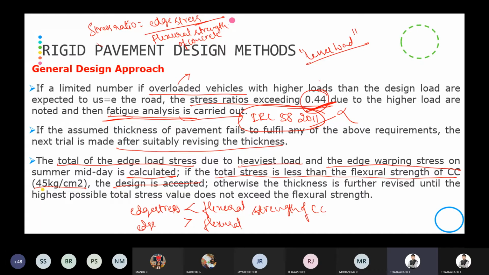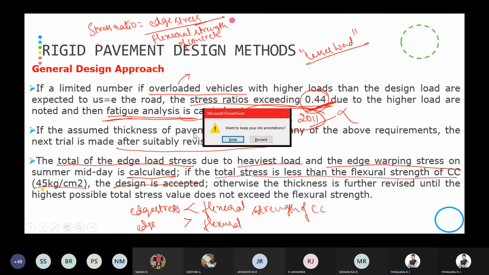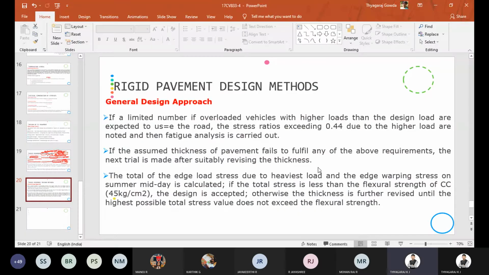If it is clear, we will go for writing the problem. Yes or no? Kindly tell me. Only one has responded. Others, is it clear or not? Okay, so we will be directly moving to the problem.